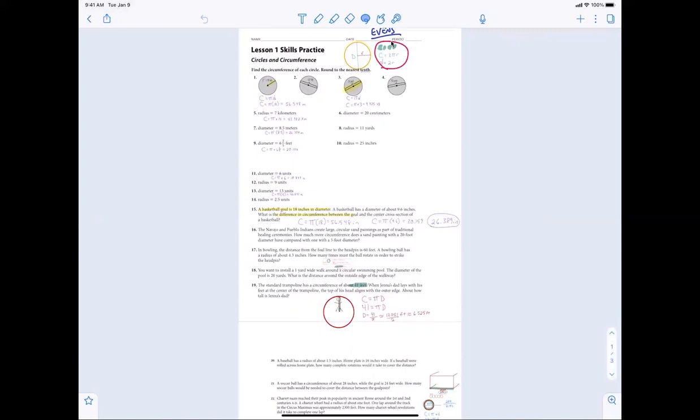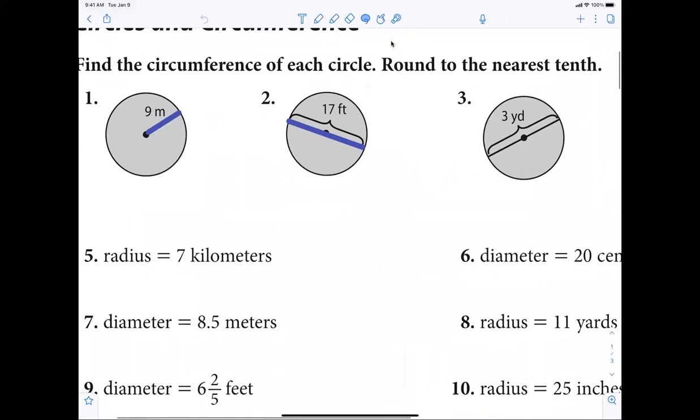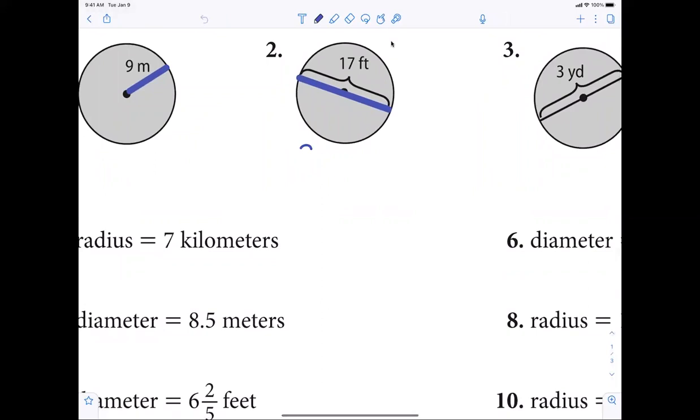So now I want to find the distance around for number two. Everybody tell me, the circumference is pi times what? Pi times 17, because 17 is the diameter. So now everybody take out your calculator. We're not using 3.14. There's a pi button on your calculator. Find the pi button, and then hit times 17.